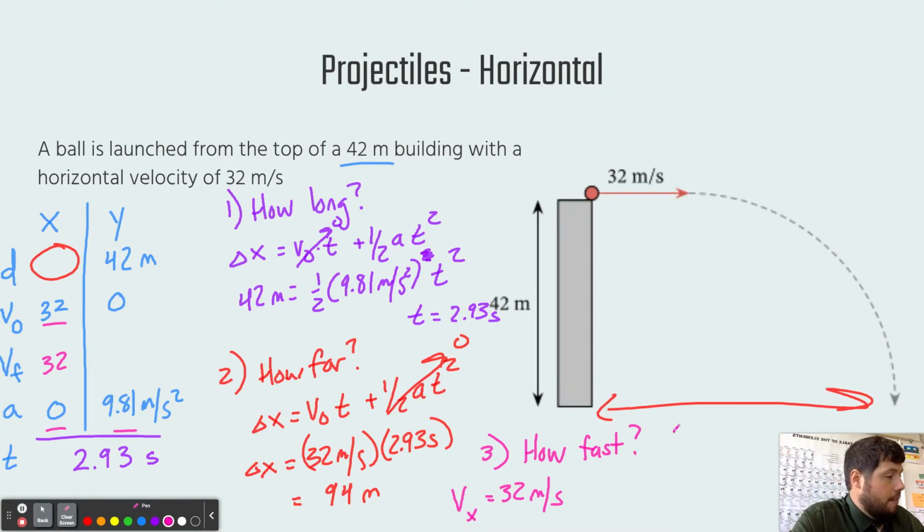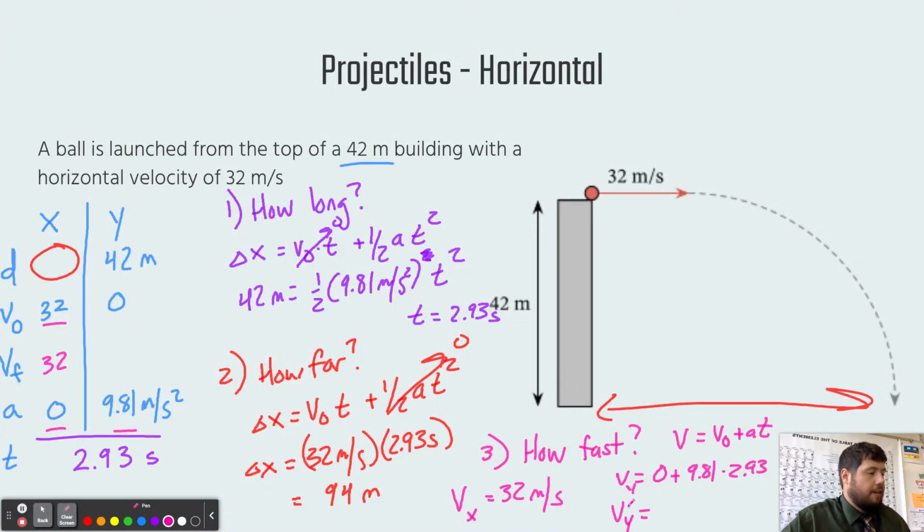Remember that v equals v naught plus a times t. So I know that I'll take the initial velocity in the y direction, 0, and add 9.81 times the time, 2.93. I'm going to label this with a y. So my velocity in the y direction is simply 9.81 times 2.93. And I end up getting 28.7 meters per second. 28.7 goes there.